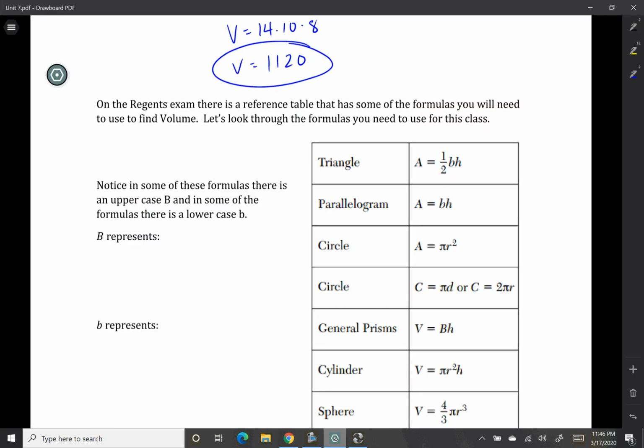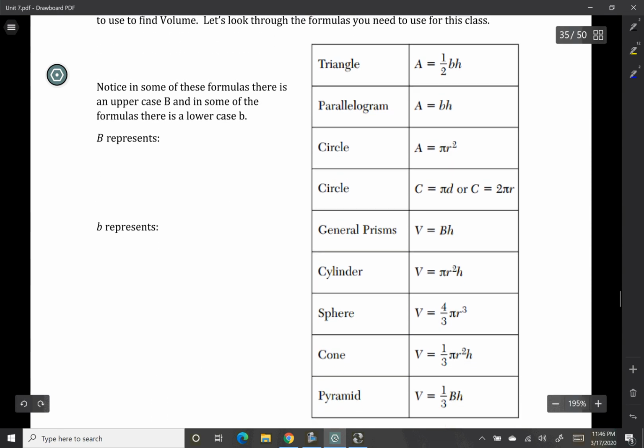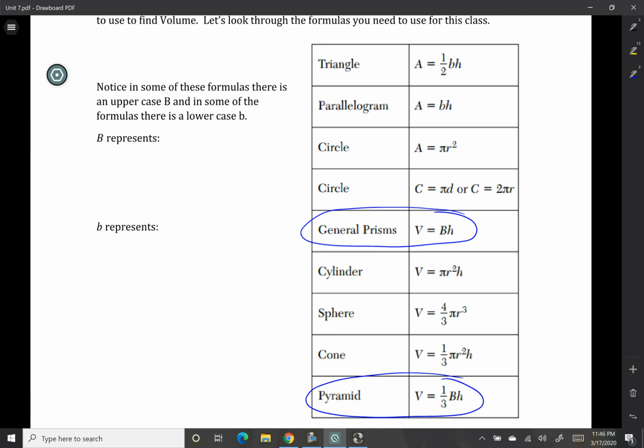So let's go back, because there is something that comes up in two of these that I want to make sure that we notice. If we see the word cylinder, sphere, or cone, the formula is what it is. So these are good to go. However, there are two formulas that have an uppercase B in it. And that's because they're generic formulas that work for any prism and any pyramid.